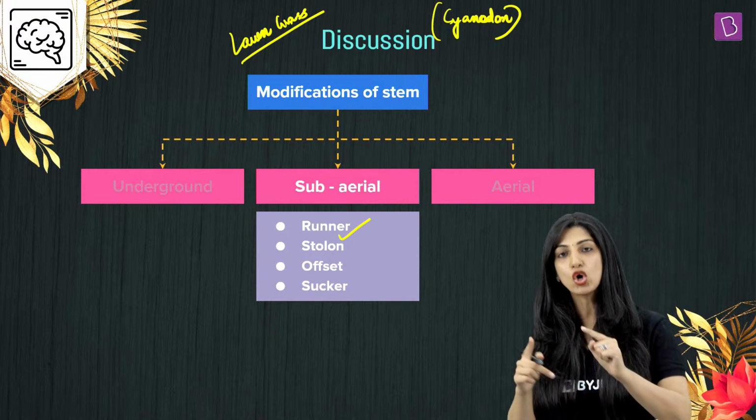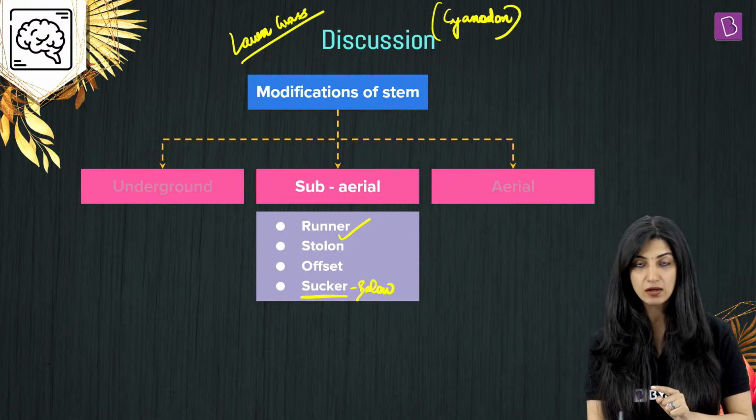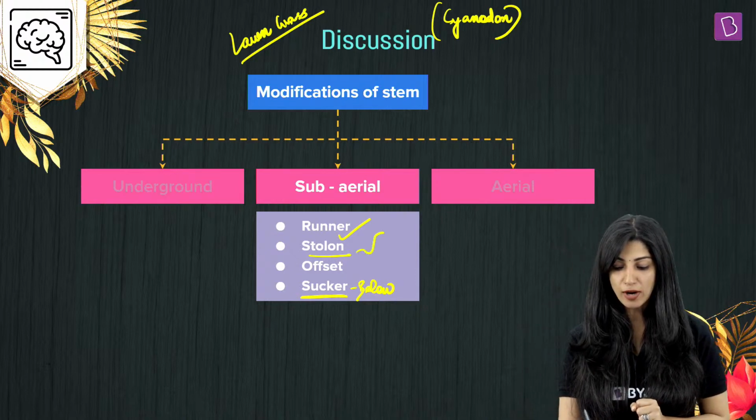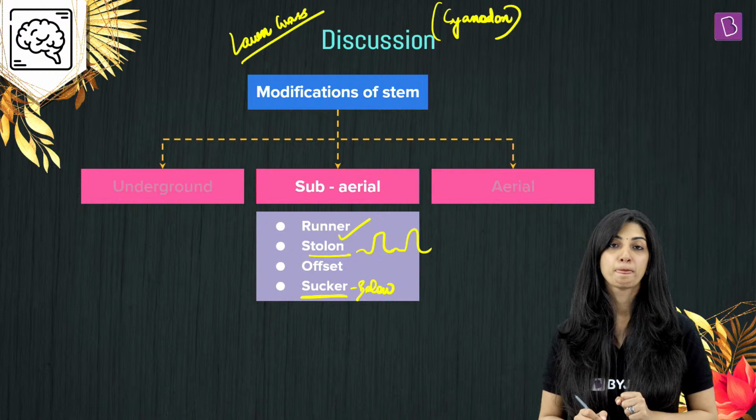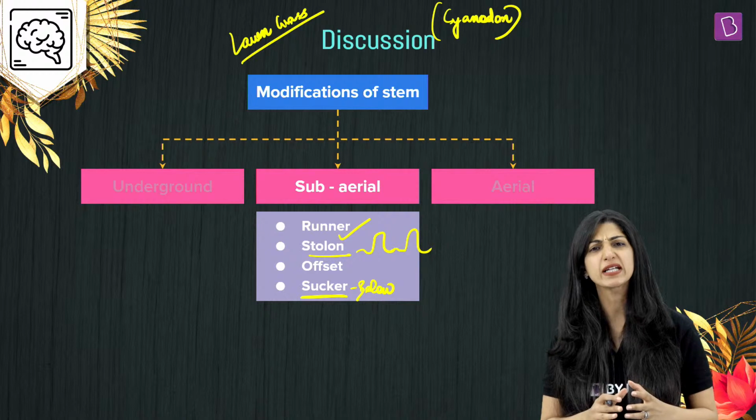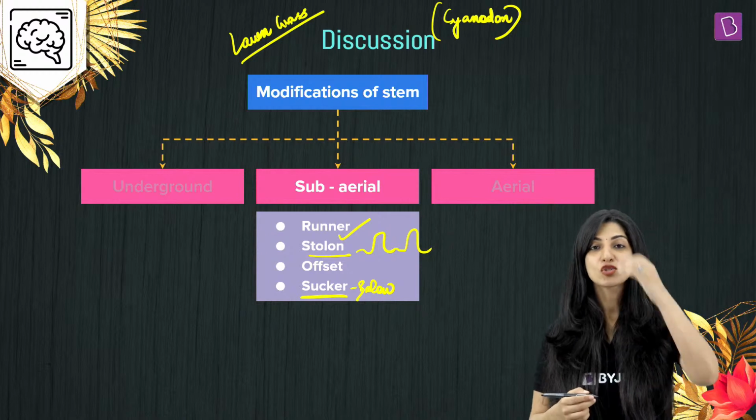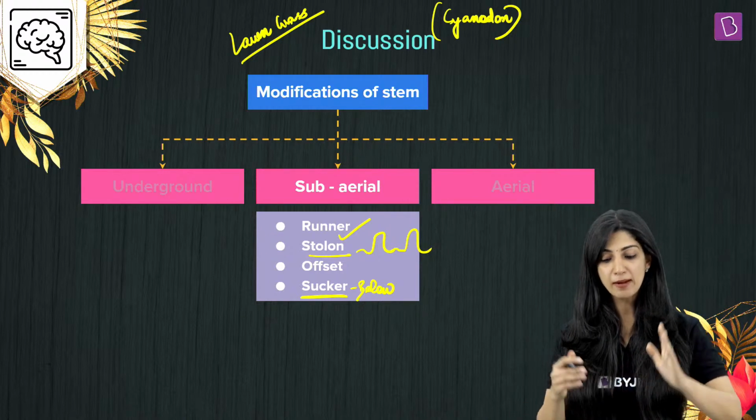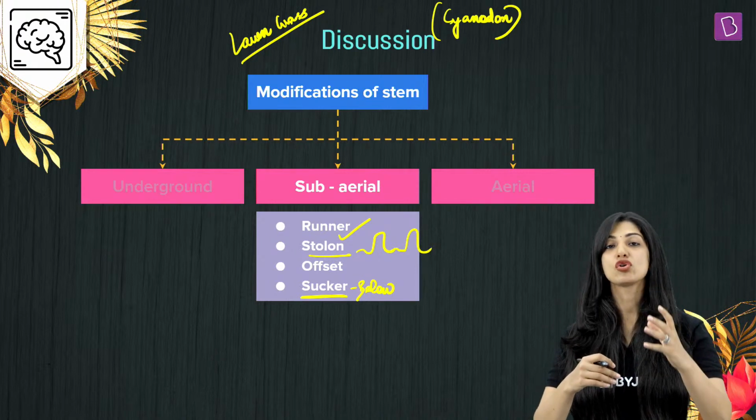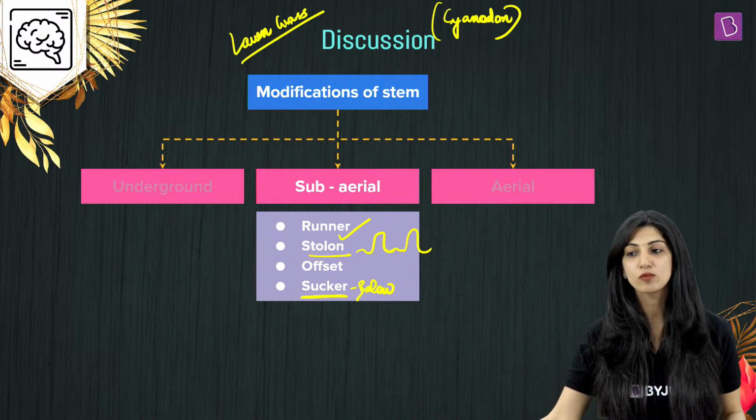Remember, one is running on the ground, one is running below the ground, absolutely, which is sucker. Stolon is jumping. It's a jumping stem. Strawberry. Stolon is jumping. Offset is, well, trying to run in the water. I get a lot of messages saying, ma'am, in subaerial modification I get confused between runner, sucker, stolon, offset. You don't have to get confused. You have to imagine what is happening.